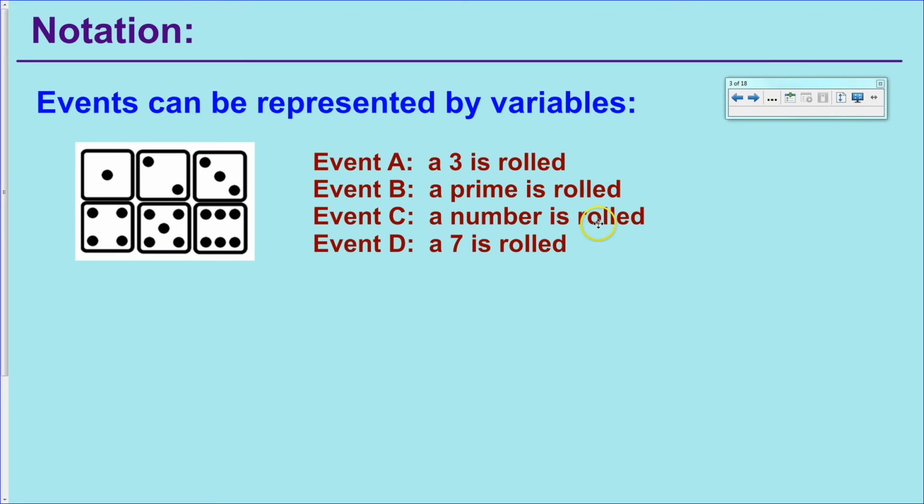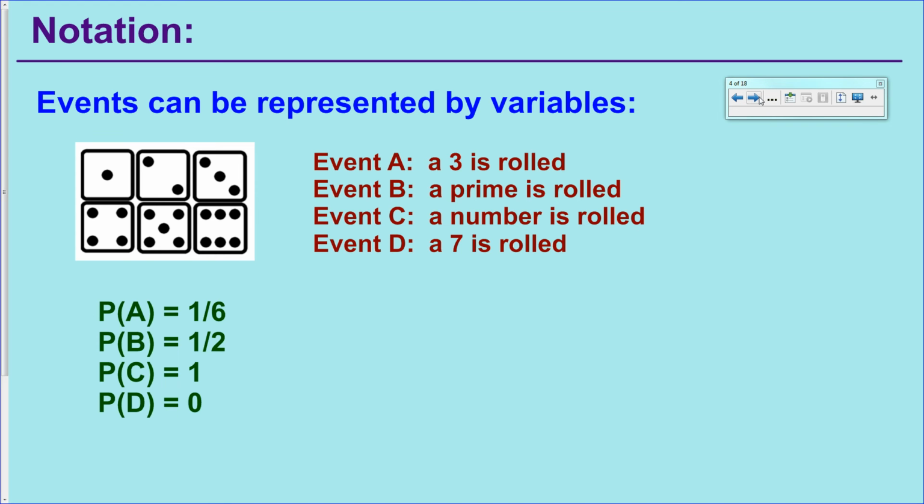And then a number is rolled. Well, every single time I roll a die, I should come up with a number unless by some weird freak coincidence it lands on its edge or a corner somehow. And event D is that a 7 is rolled, and there's no 7 there, so that should be a 0. So event C should happen all the time, so 6 out of 6 times. And event D should happen 0 out of 6 times and should have a probability of 0.